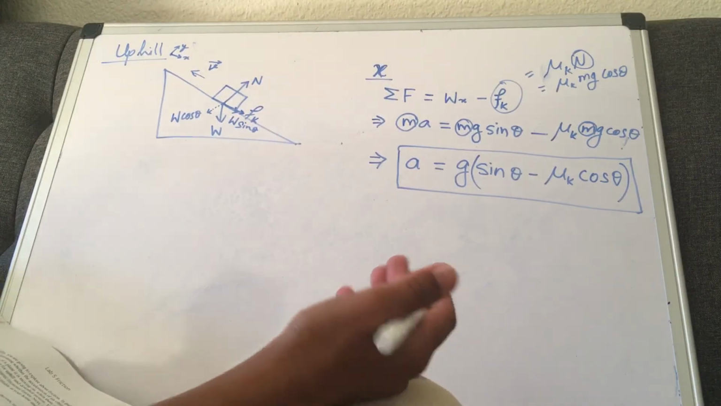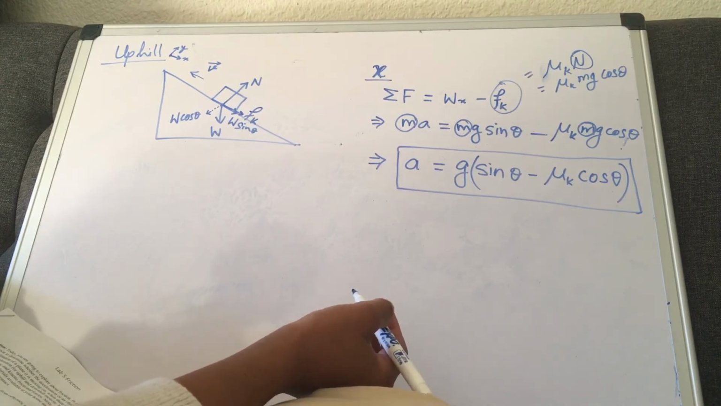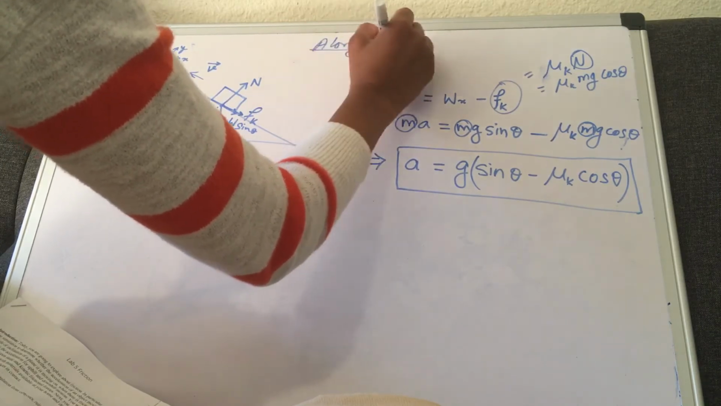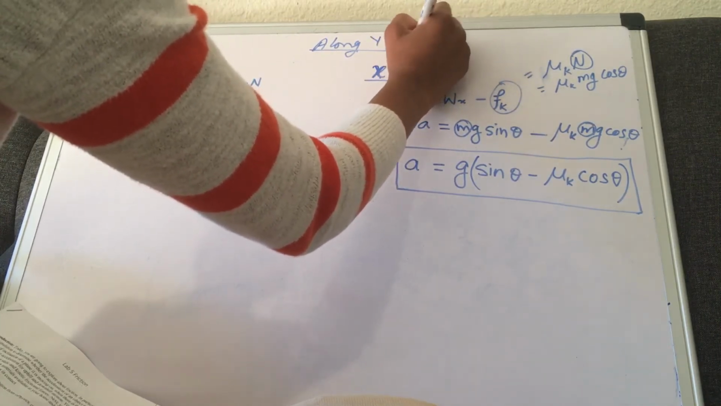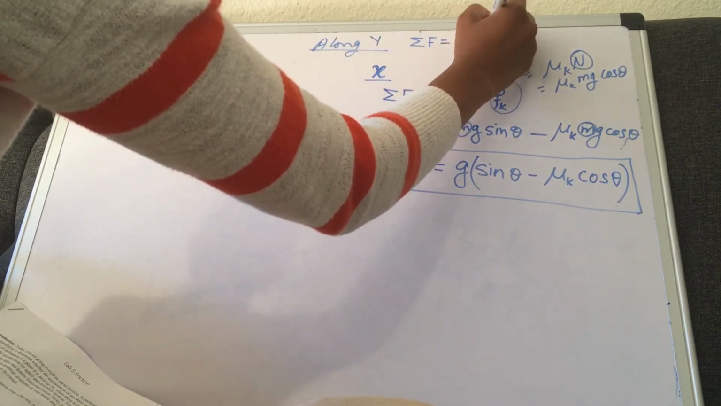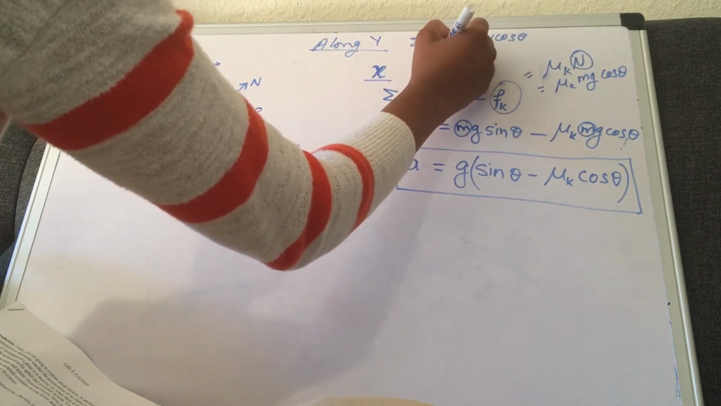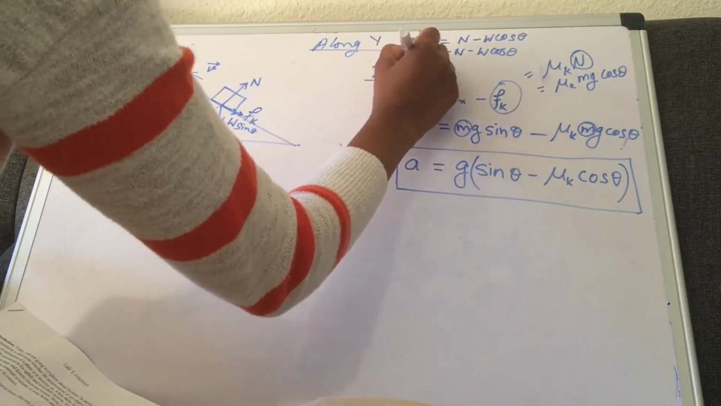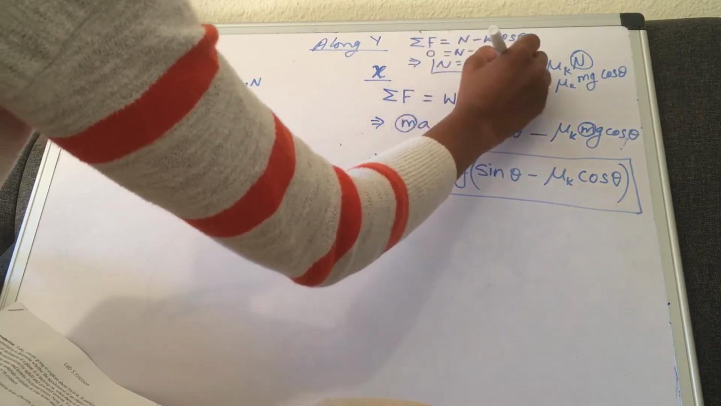So I guess earlier I did not tell you guys about along the y-axis. Along y, the sum of the total force equals n minus w cos theta, but the object is not accelerating, so we have a 0 on this side. So n minus w cos theta equals 0. And then if you write one more step, you get n equal to w cos theta. This is how we get that n equals w cos theta.